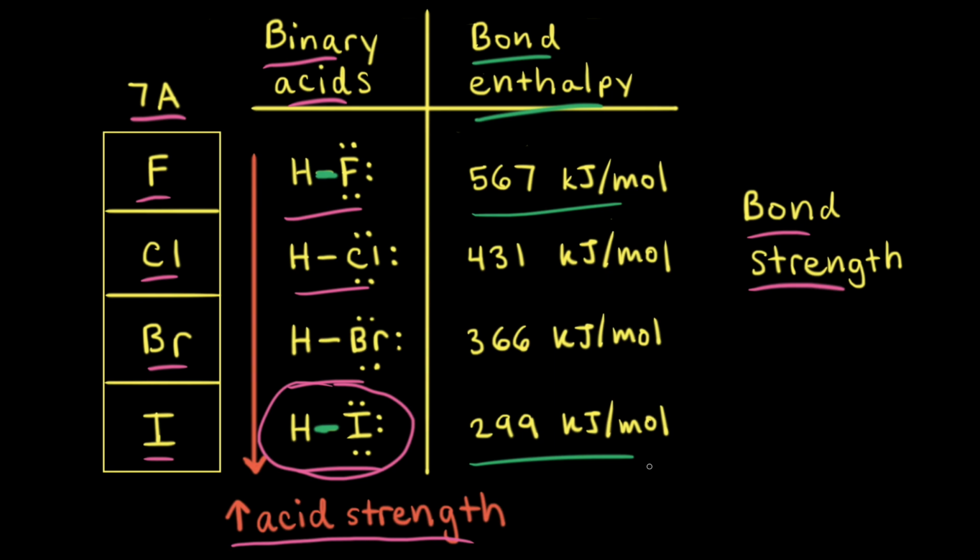The lower the value for the bond enthalpy, the easier it is to break the bond. And because bond enthalpies decrease as we go down the group, that means there's a decrease in bond strength. A decrease in bond strength means it's easier for the acid to donate a proton. Therefore, we see an increase in the strength of the acid as we go down the group.